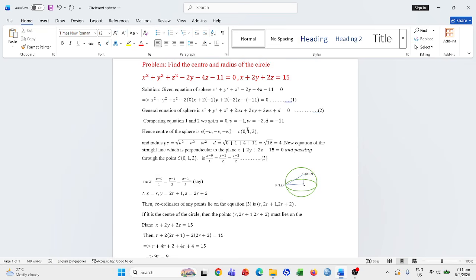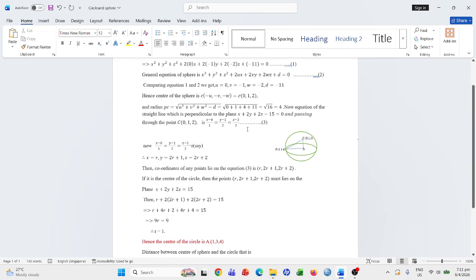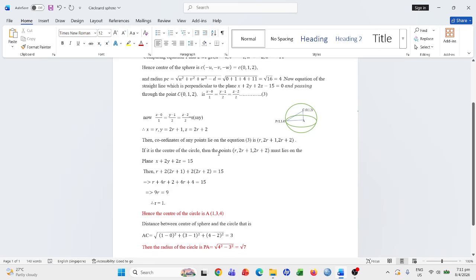The circle is the combination of the equation of the sphere sectioned by the equation of the plane. That is, if we section the equation of the sphere with the help of the equation of a plane, then we get the equation of a circle. So follow the process. We have to solve these kinds of problems.